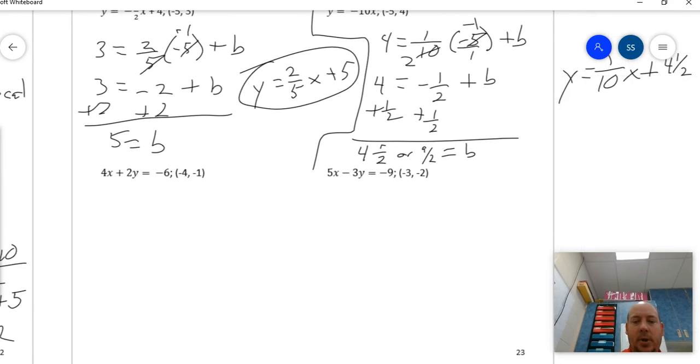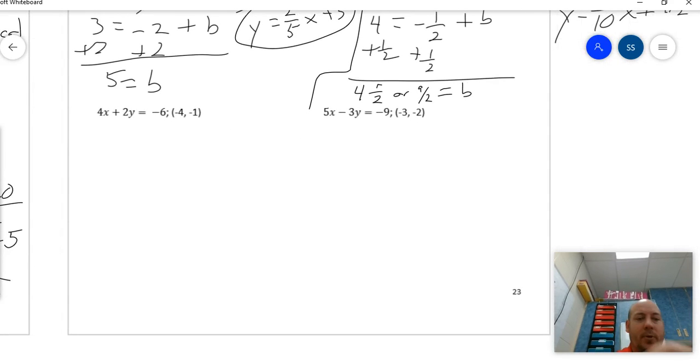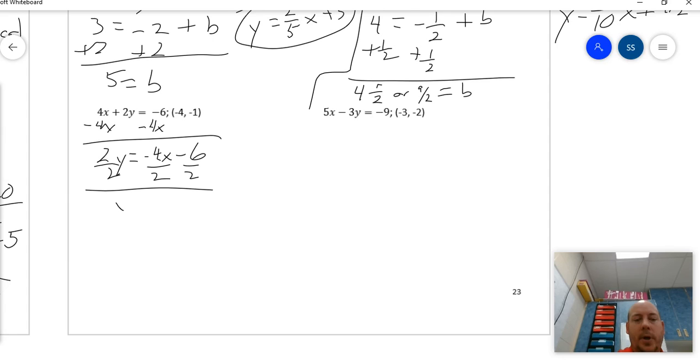And then the last couple here, these are not in slope-intercept form, so we have to do that first, right? We've got to figure out what that slope is. Okay, don't plug your x and your y in yet because we don't know what the slope is, and it's not in slope-intercept form. So move my 4x over. So 2y equals -4x minus 6. Divide by 2. So y would be -2x minus 3. So I know my slope. My slope is -2, so its opposite reciprocal is +1/2. Now I can plug my numbers in.